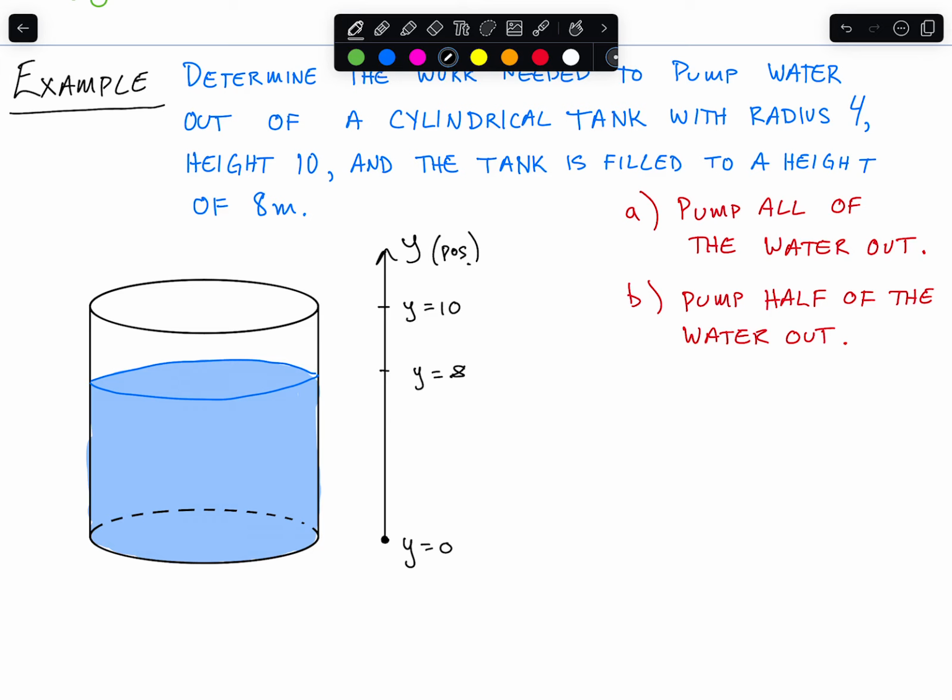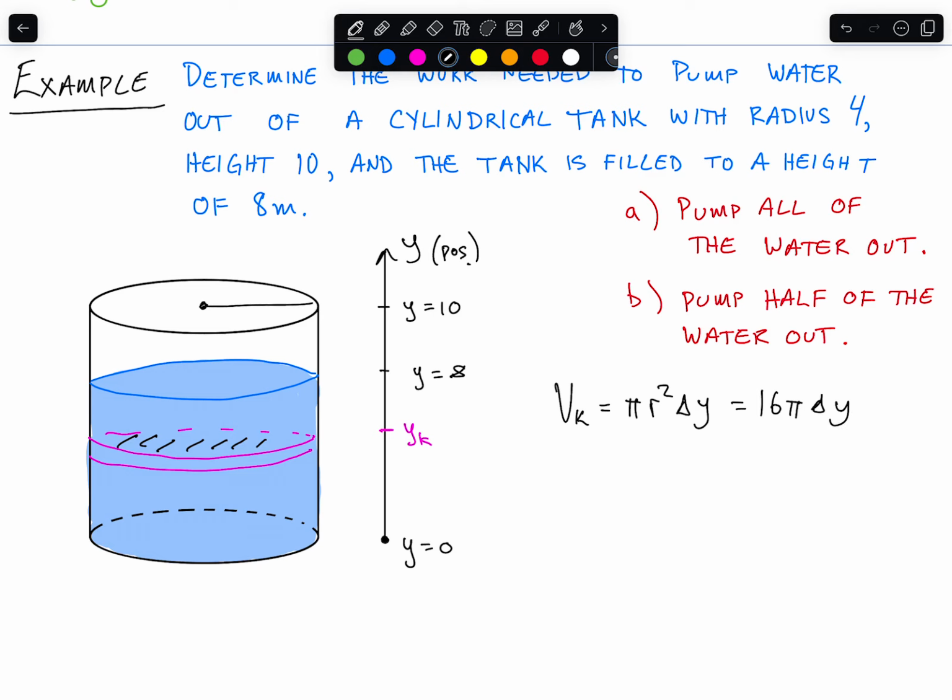So what's going to change? Not a ton. Any place at some yk in our region, we will have some piece of water that looks like a circle with a little bit of thickness. So our Vk is still pi r squared delta y. Now we've changed our variable name to y. So we get 16 pi delta y, because our radius is still 4.